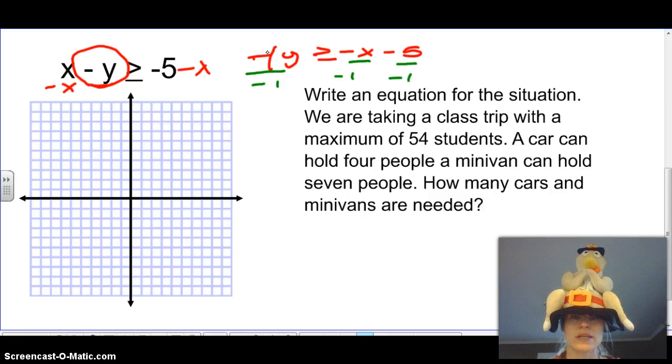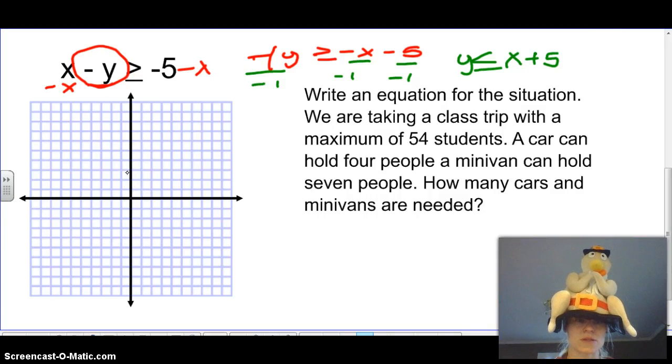Okay, so a negative divided by negative gives me a positive. I divided through by a negative, so don't forget the flip. I change that to less than. Negative over negative is going to be a positive x, and negative over negative is going to be a plus 5. Now I'm ready to graph this like normal.